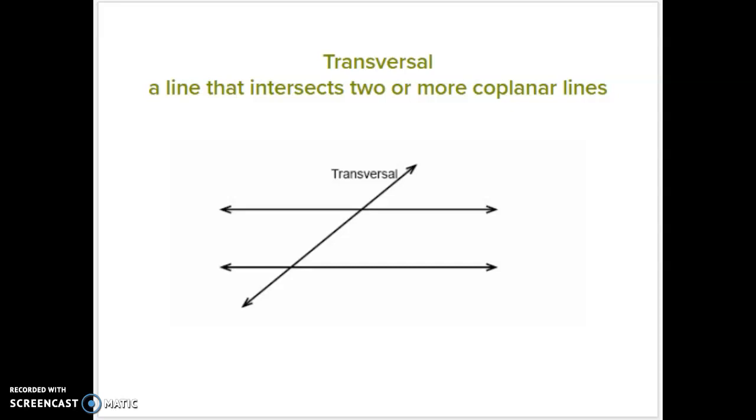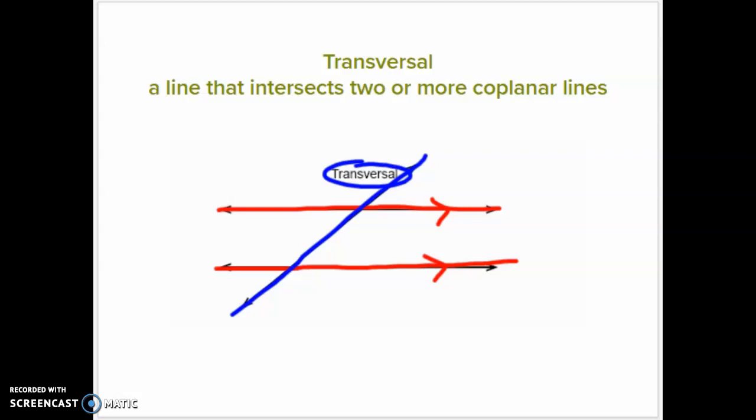On your conjecture sheet or in your notes, I want you to add this part in. A transversal is a line that intersects two or more coplanar lines. So I always consider these lines here to be parallel lines, always, when we're talking about a transversal. So a transversal line is any line that cuts through a set of parallel lines.